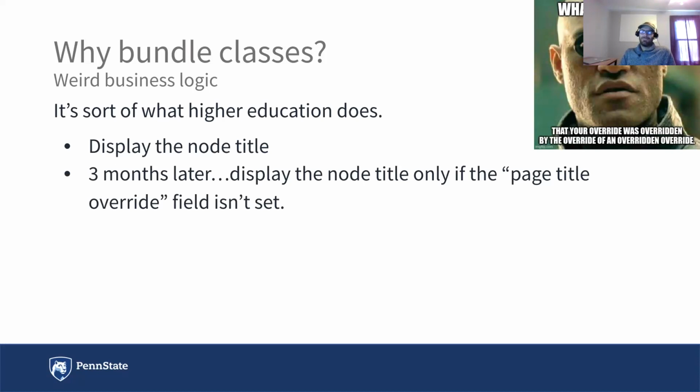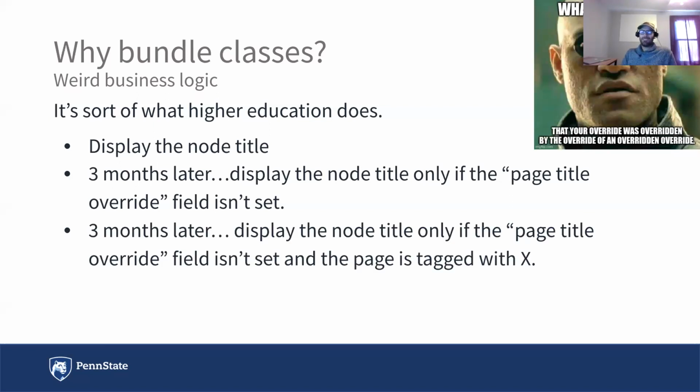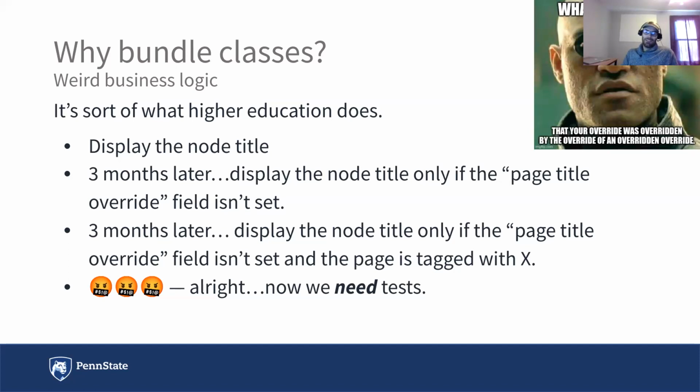And then 3 months later, somebody wants the breadcrumb title to be different from the page title. So now we add a page title override field, and we display that if it's set, and then we fall back to the other field. And that's great until 3 months later, some new requirements come, and now we have a tag that we need to check for in this crazy override chain. And there comes a point where it's going to become just unmanageable, and we need tests in order to make sure that this train continues to roll down the tracks.